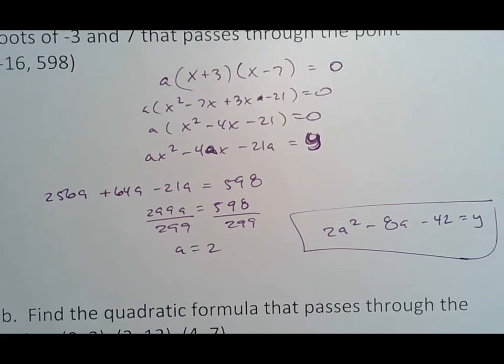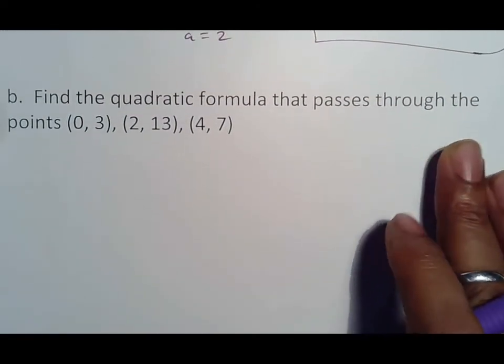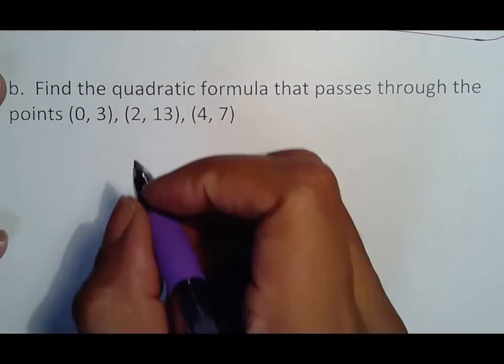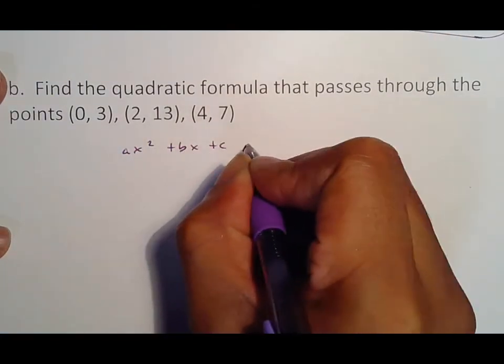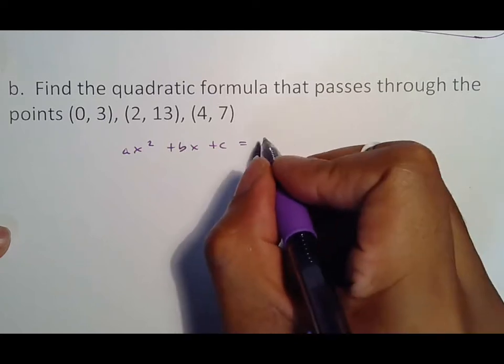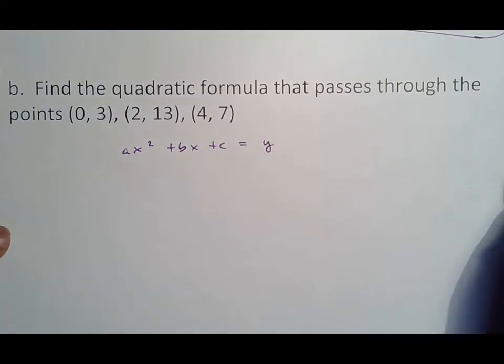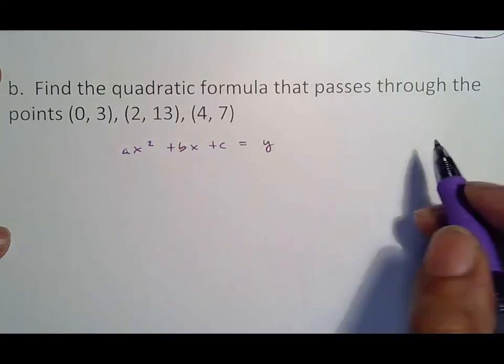Now the last one to wrap up the day. 30 minutes. Find the quadratic formula that passes through these 3 points. 3 points, 3 equations, 3 letters. What are our letters? ax squared plus bx plus c equals y, or y equals ax squared plus bx plus c. And so we are going to create 3 formulas.